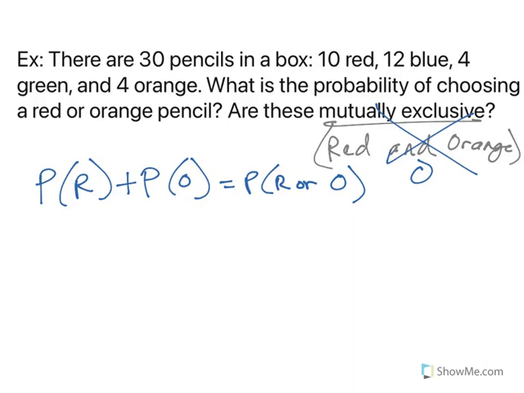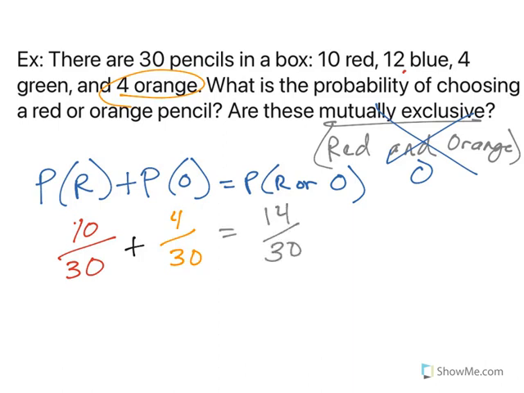Okay, well, let's do this. The probability of red, well, there are 10 red out of 30 pencils, plus, what's the probability of orange? Well, there's 4 of those, so 4 out of 30, and that means I have 14 out of 30. Well, I'm not a big fan of non-reduced fractions. Those are both even, so 7 out of 15 would be my probability of choosing a red or orange pencil. And are these mutually exclusive? Yes, because they do not share a common element.